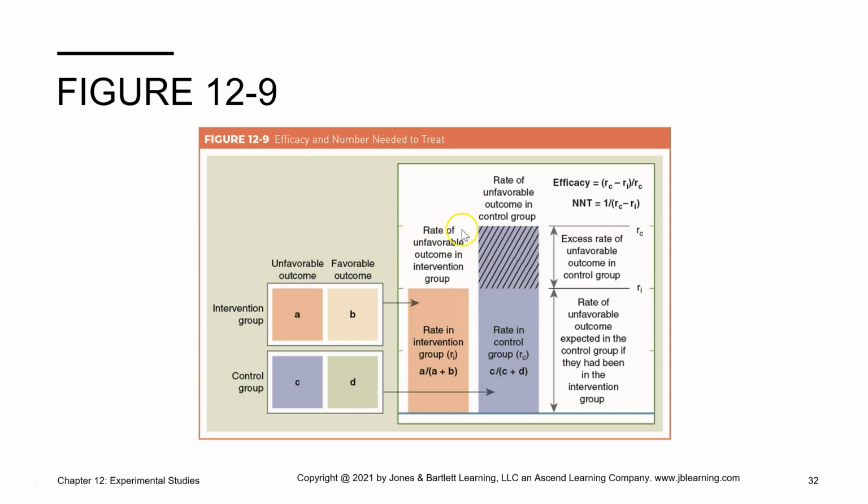And so if we wanted to look at the rate of an unfavorable outcome in the intervention group, we take A over A plus B. Then if we want the rate of an unfavorable outcome in the control group, you would take C over C plus D. And then you're able to calculate your efficacy and number needed to treat based on these rates in the intervention and in the control group.